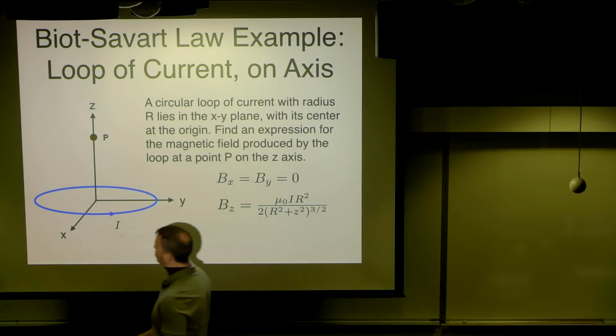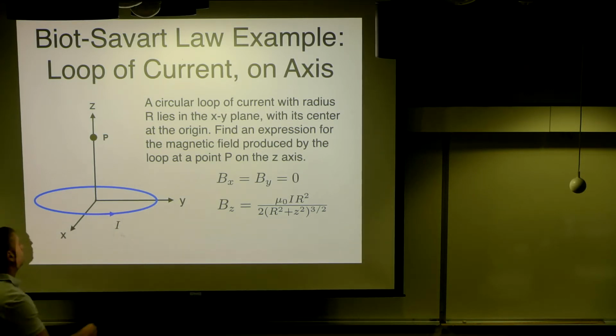We have a circular loop of current. That current is running in this direction around the loop. The radius of that loop is r. The loop itself sits in the xy plane, and the center of the loop is at the origin. What we're interested in is what the magnetic field created by this loop of current looks like at this point right here, which is on the z-axis.